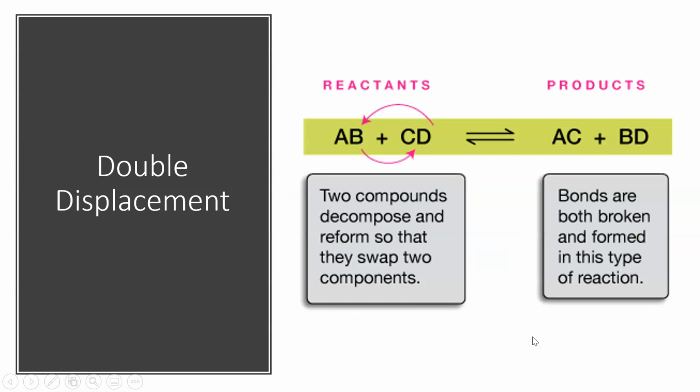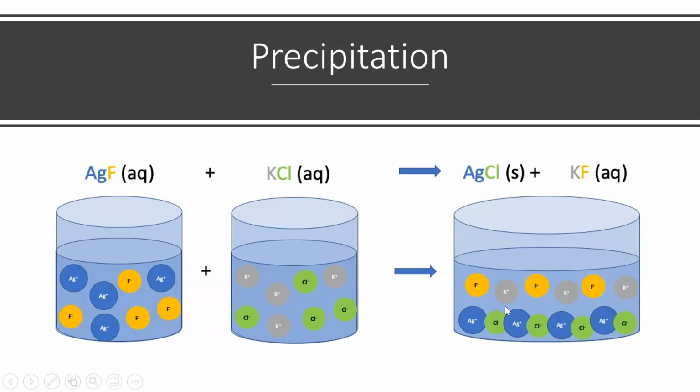Then there's double displacement, where both swap. If you look at this, we've got A and B, and we end up with A and C, and then we've got C and D, and we end up with B and D. So the products are a complete swap of the reactants. And then our precipitation reaction we talked about was when we ended up with that aqueous solution.